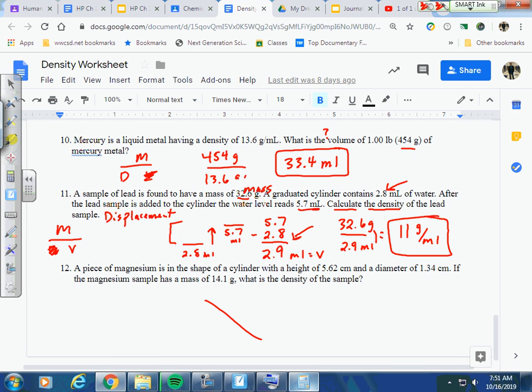And number 12, I told you you could skip that because we're not dealing with volumes of cylinders. So those are all the answers to your density worksheet.